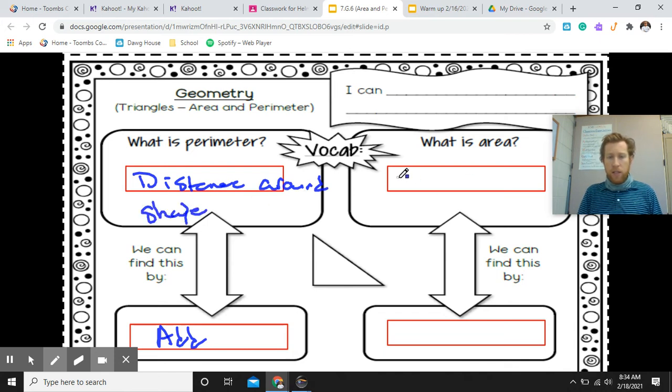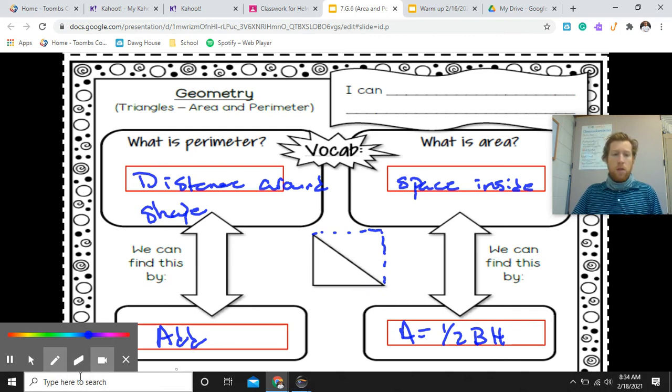So area is still the same concept, space inside. And for a triangle, it's different because it's 1/2 your base times your height. Where this 1/2 is coming from is if we were to cut a rectangle in half or a square in half, we'd have a triangle. So we are going to cut our rectangle's area in half.